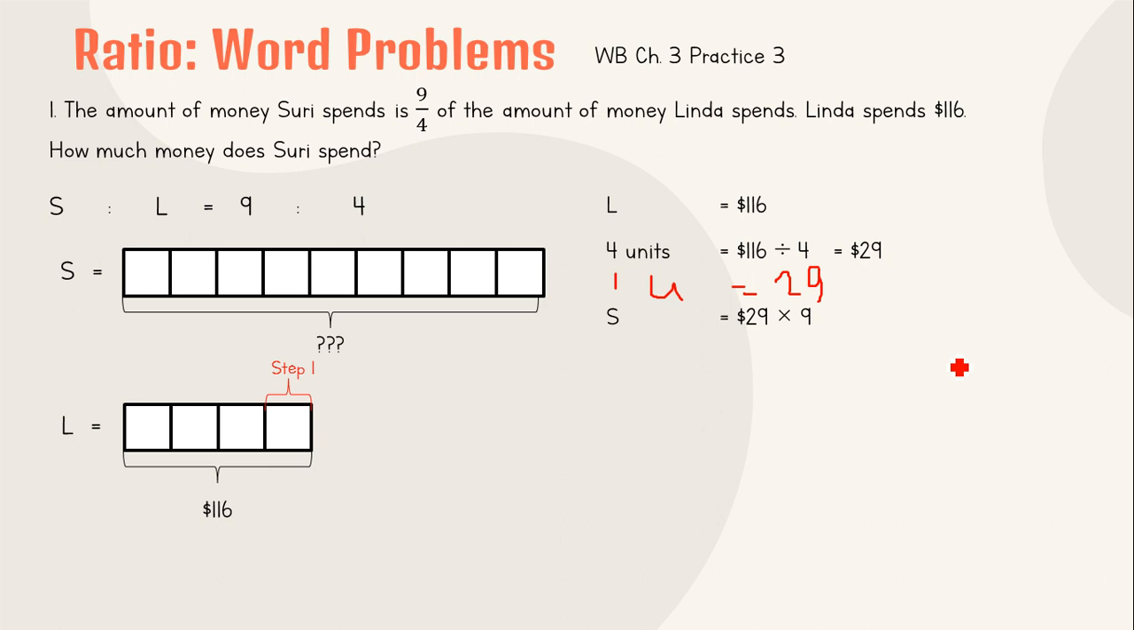After that, Suri has how many? Suri has 9 boxes. So 29 times 9 equals 261. So Suri spends $261.